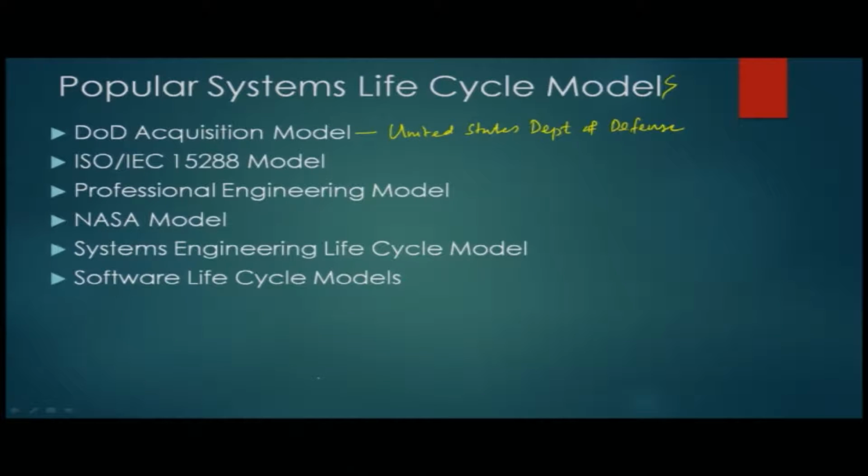And then there is the ISO IEC 15288 model. We will also discuss this later. This is by the standards organizations. Then the professional engineering model is available. Then the NASA model, the North American Space Agency's model. Then the systems engineering life cycle proposed by Kosaikoff et al. That is also used here. Then the software life cycle model specifically, that is also coming from the different aspects of the software.